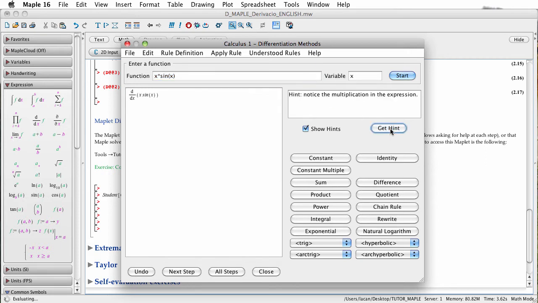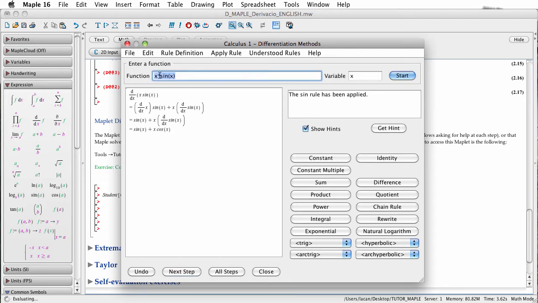We can ask for a hint, and it says notice the multiplication in the expression. So they mean that something is related to the product. So if we go to the product, here you will see the formula: the derivative of a product is the derivative of the first times the second plus the first times the derivative of the second. So if I do product, I get the derivative of the first function times the second plus the first function times the derivative of the second. If I do next step, the derivative of x is 1. If I do next step, the derivative of the sine is cosine.